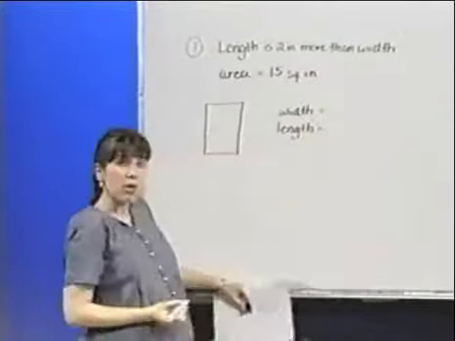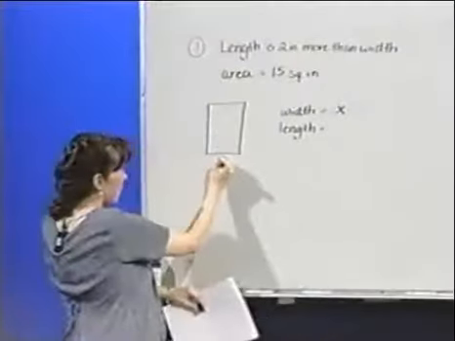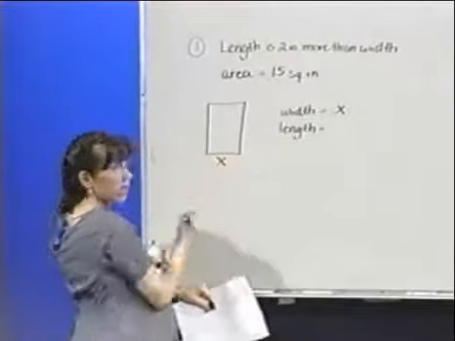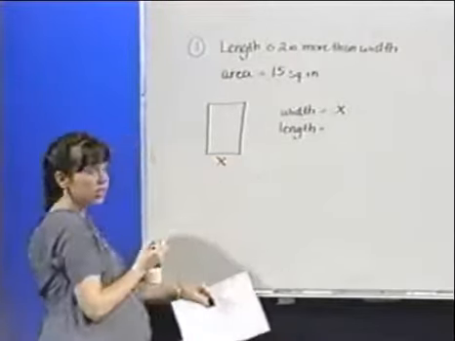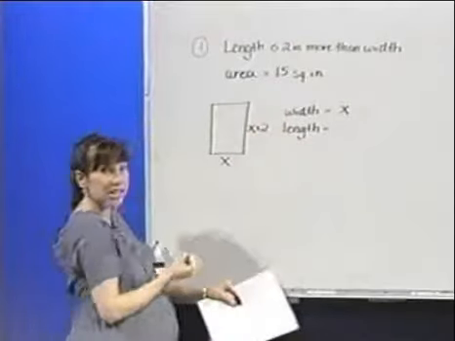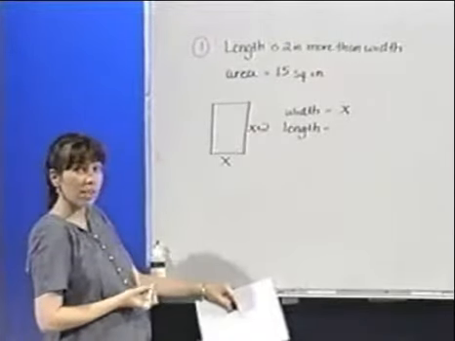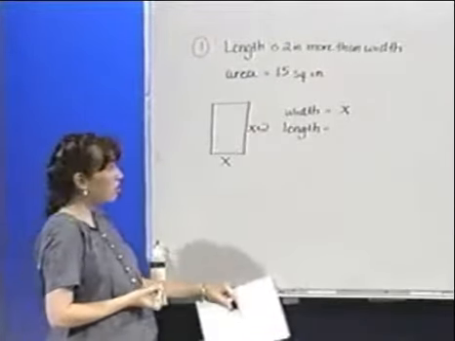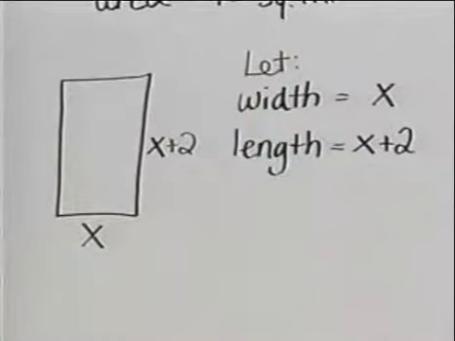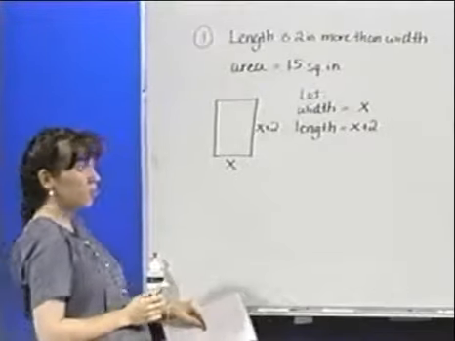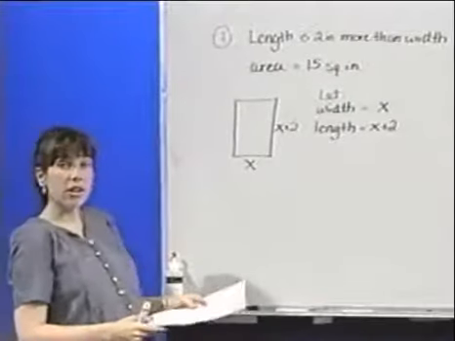Well, that kind of makes sense to me. If I let the width be x, I can look at my picture. My width of the rectangle is x. The length is 2 inches more. That must mean that the length can be represented as x plus 2, or the width plus 2. So the length I'm going to let be x plus 2. This is my defining the x stage, so I'm going to let the width equal x and the length equal x plus 2.